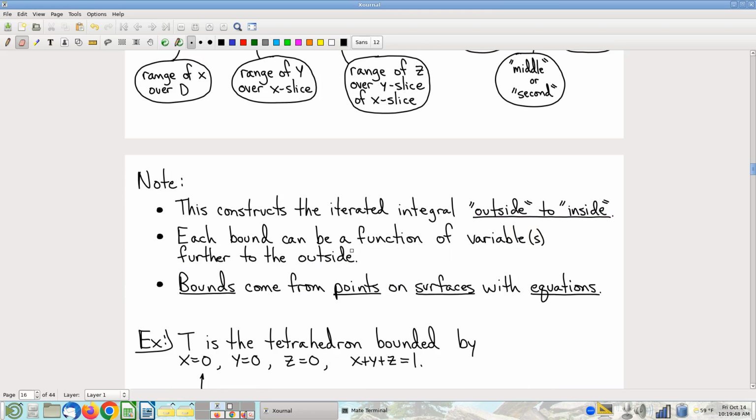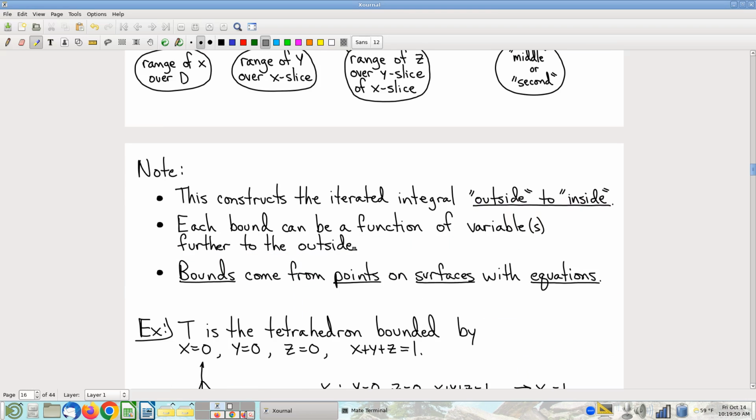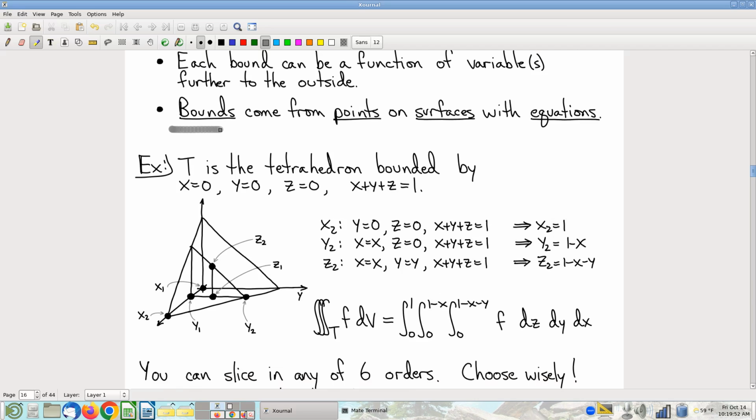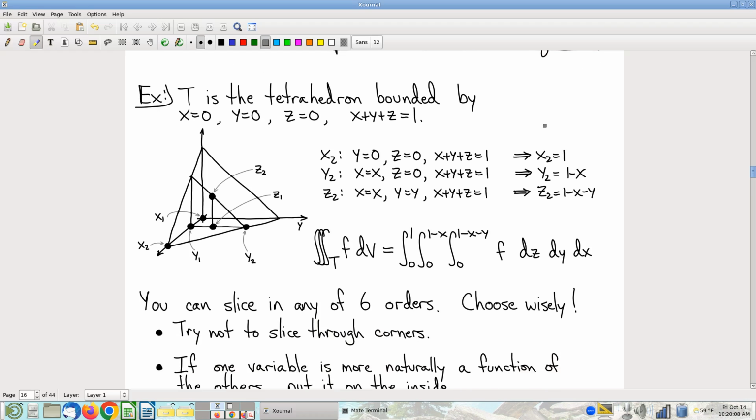Okay, and then just like with double integrals, we're going to find bounds by looking at the points that define them, which are going to be identified as being on certain surfaces which have certain equations. And this is highly analogous. It's the exact same sort of connect the dots that we had back with double integrals, and I'm going to demonstrate that by diving into an example.